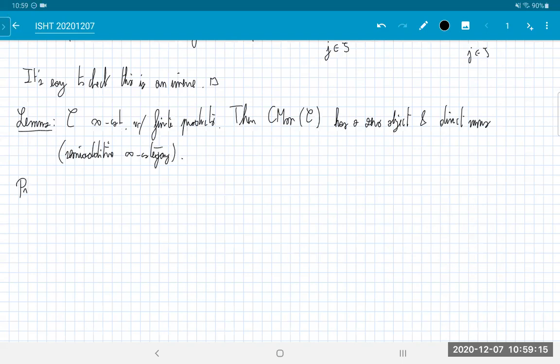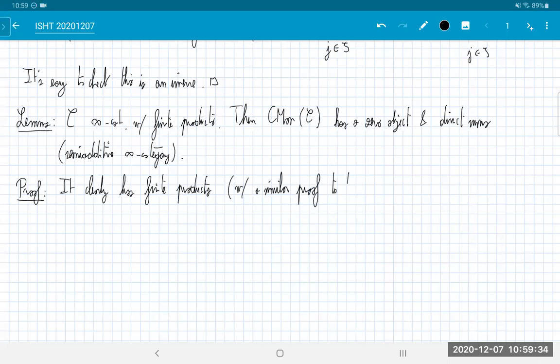And proof, well, okay. It clearly has finite products, because, with a similar proof to the case of spectra. Limits are computed pointwise. That's because finite products commute with limits, as in spectra, where we use that loop space commutes with limits.